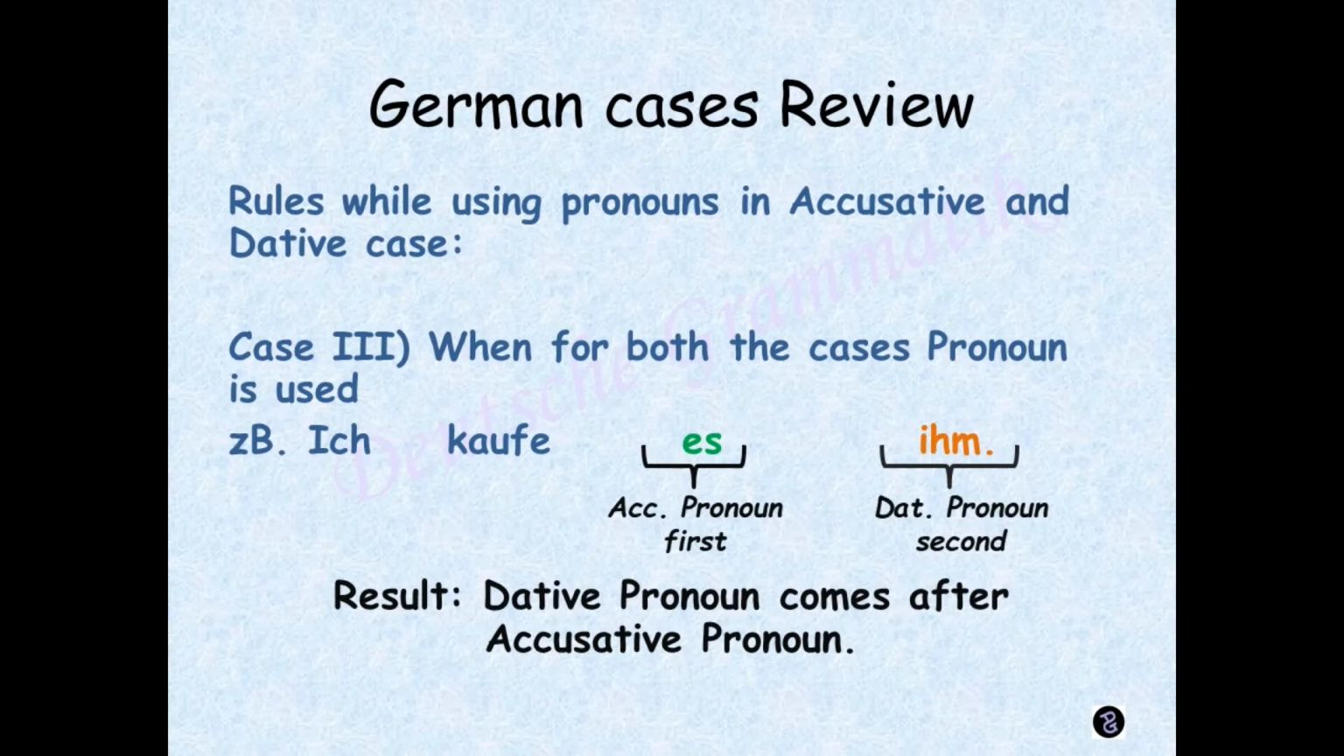The third case is when for both the cases pronoun is used. For example, ich kaufe es ihm. Here the result is dative pronoun comes after the accusative pronoun. So these were the 3 rules for using pronouns in accusative and dative case.